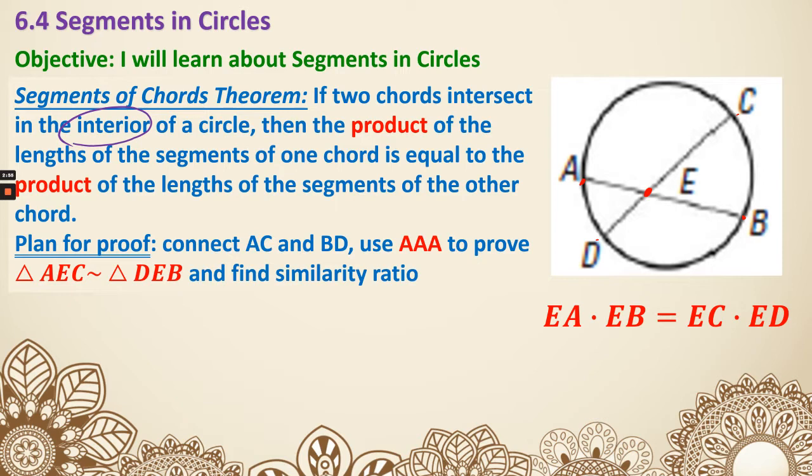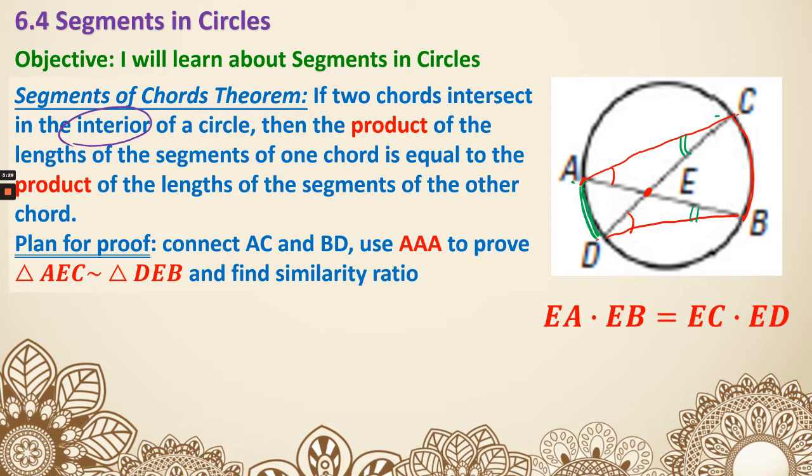As for the proof, we can connect AC and BD. Now, if you didn't notice, this angle CAB is facing this arc BC. This arc BC is also being faced by the angle CDB. So they are both inscribed angles and they are the same. And we can do the same thing for the other side. This arc AD is being faced by angle ACD and is also being faced by this angle ABD.